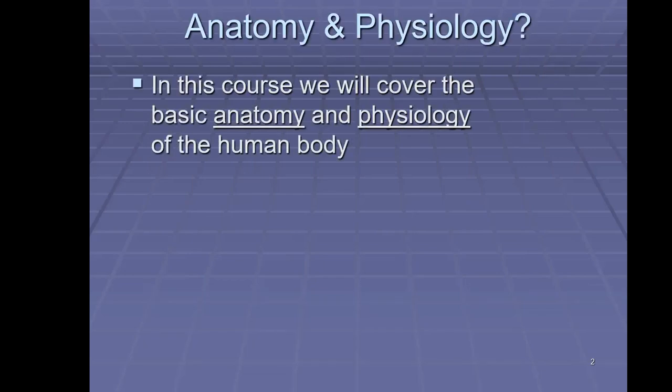So for starters, what are anatomy and physiology? In this course, we're going to cover both because this is anatomy and physiology on a surface level at least. And so anatomy is the study of the structures of the human body. When we look at organs like the heart or the liver, or even the systems of the body, when we're looking at the actual structures and examining those structures, that's the anatomy part.